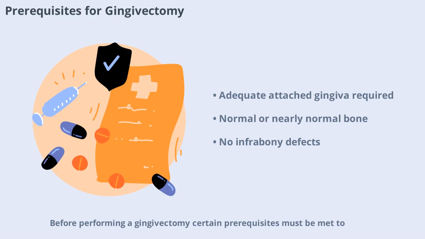Before performing a gingivectomy, certain prerequisites must be met to ensure the procedure's success and patient safety. There should be an adequate zone of attached gingiva, so that even after excision, a functionally sufficient amount remains. The underlying alveolar bone should be normal, or nearly normal in form, and if bone loss is present, it should be horizontal rather than vertical. Importantly, there should be no infrabony defects or pockets. These conditions help minimize complications and promote proper healing after the surgery.